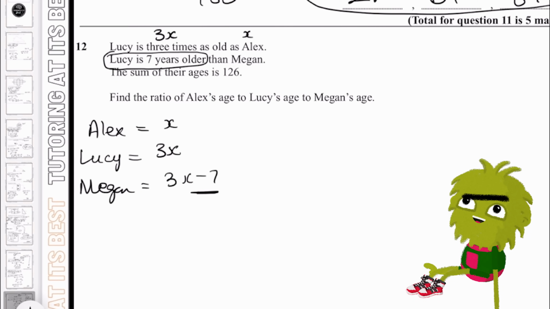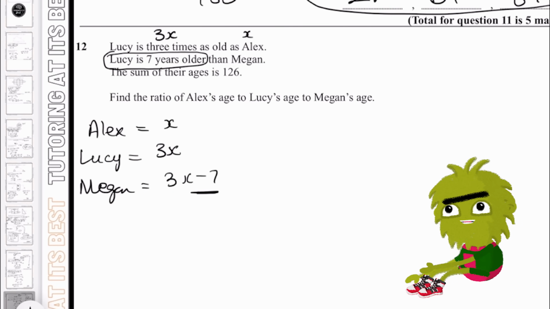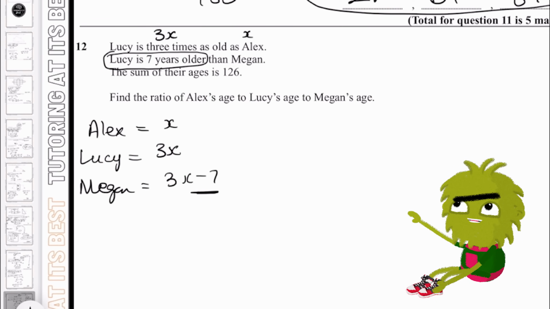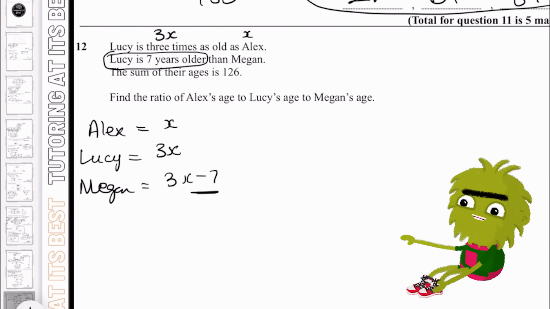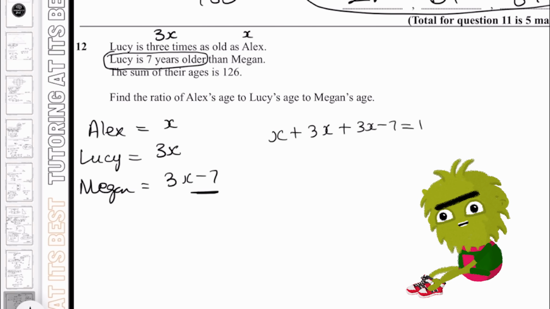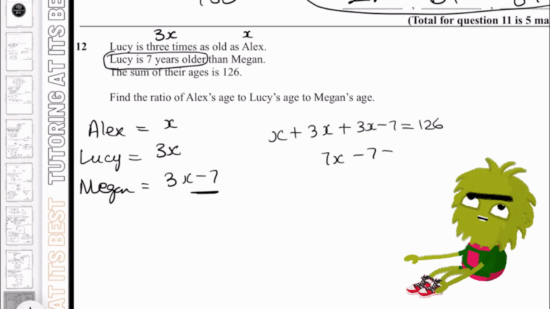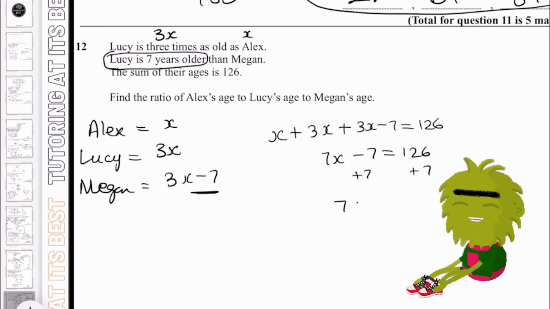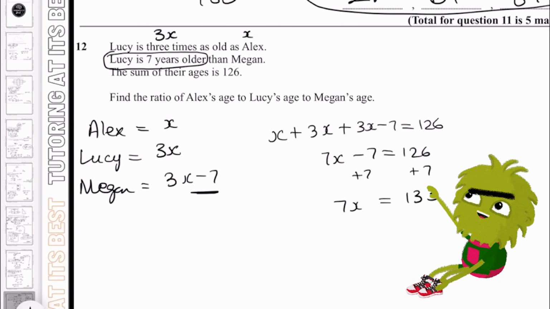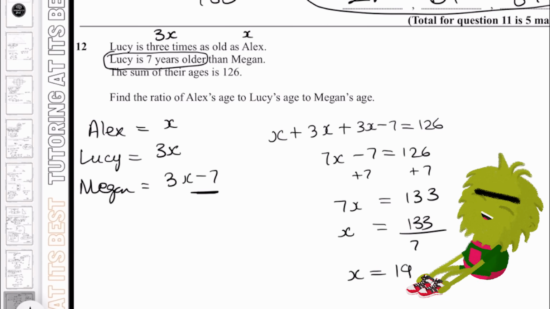I will repeat that again. Megan is 7 years younger than Lucy. Hence, I've gone ahead and written down 3x minus 7. Okay, and now all we need to do is put this together and equal it to 126. So we'll have x plus 3x plus 3x minus 7 equals 126. We'll then simplify this, so we have 7x minus 7 equals 126. And then add 7 on both sides. So we have 7x equals 133, before dividing 133 by 7, which gives us 19.